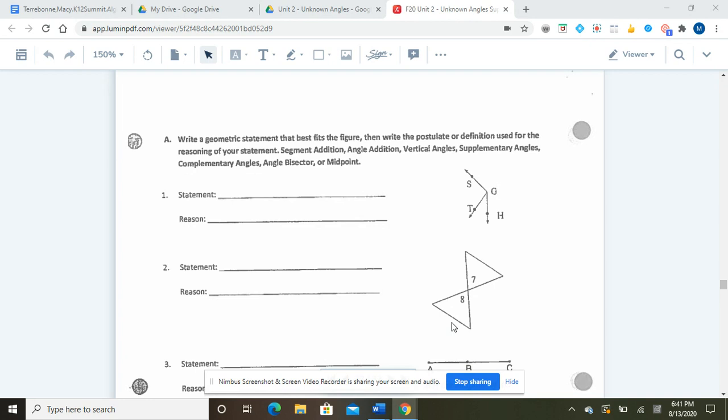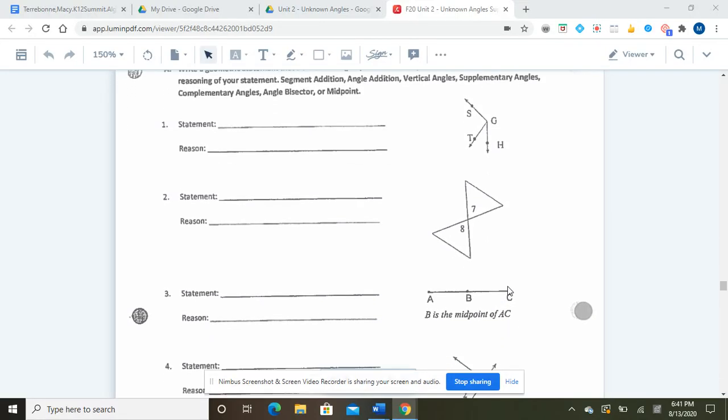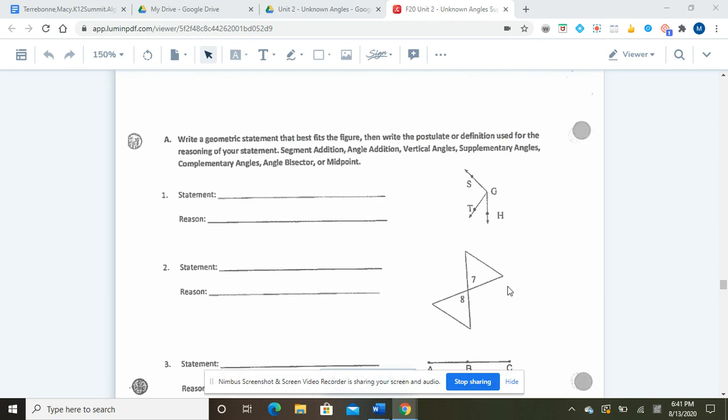So we're going to start proofs today. We did algebraic proofs yesterday. Now we're going to incorporate it with geometry. So first we're going to do these mini ones: here's a diagram, what statement can you make from the diagram and what is the reason for that statement? And these would be pieces of proofs.